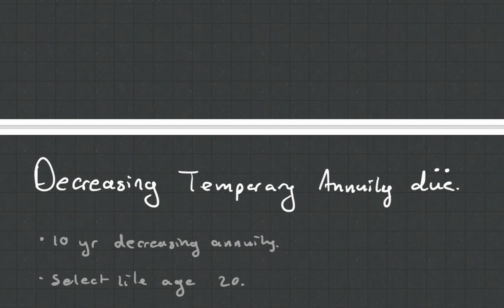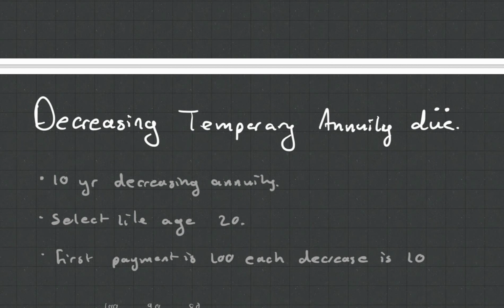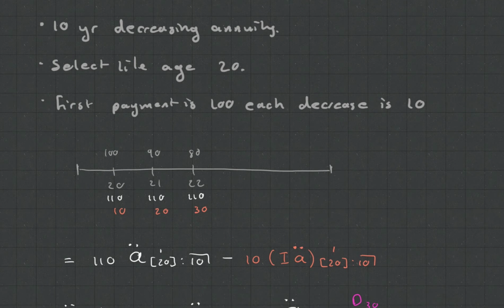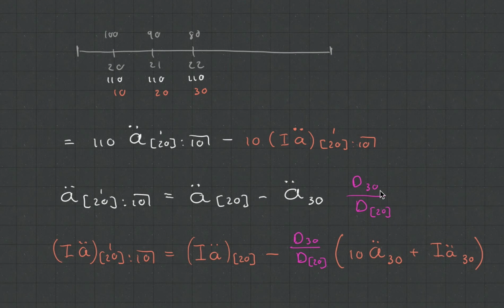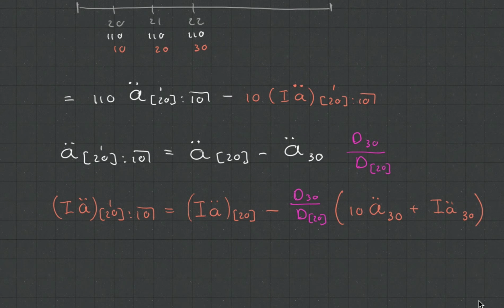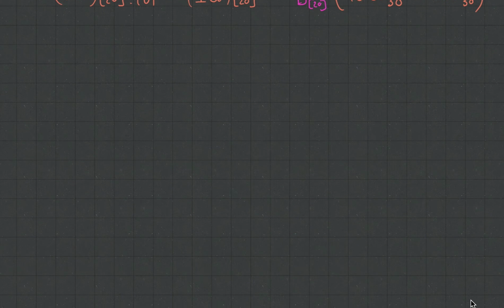I've also got a decreasing temporary annuity due. Feel free to pause the video and read through this one yourself. It's the same logic, just this time we do have this pink term, and think to yourself, why do you have the pink term? And yeah, that's all for this video.